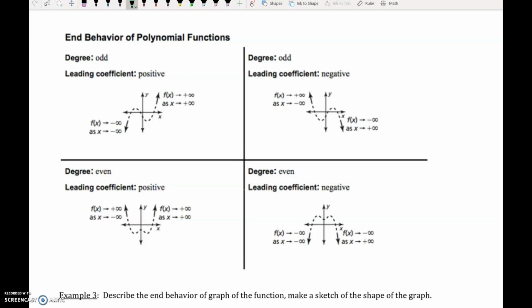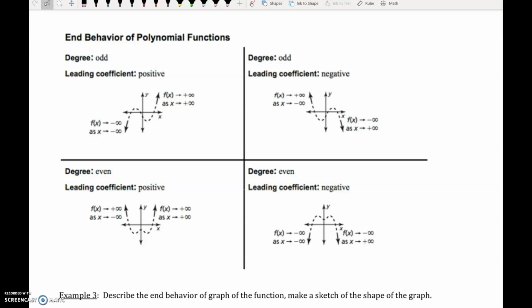Okay, next we're going to start getting into graphing polynomial functions. We're not going to fully graph them. We're just going to talk about end behavior. End behavior is what the ends of the graphs do. So what does the left side of the graph do and what does the right side of the graph do? And we're going to split this up and look at it by degrees and leading coefficients.